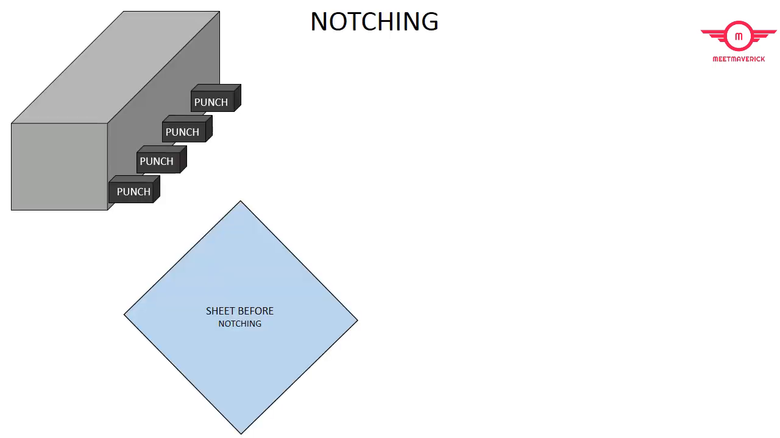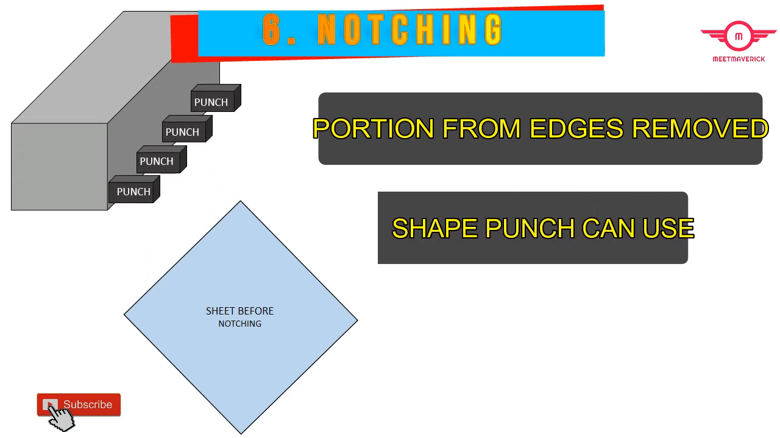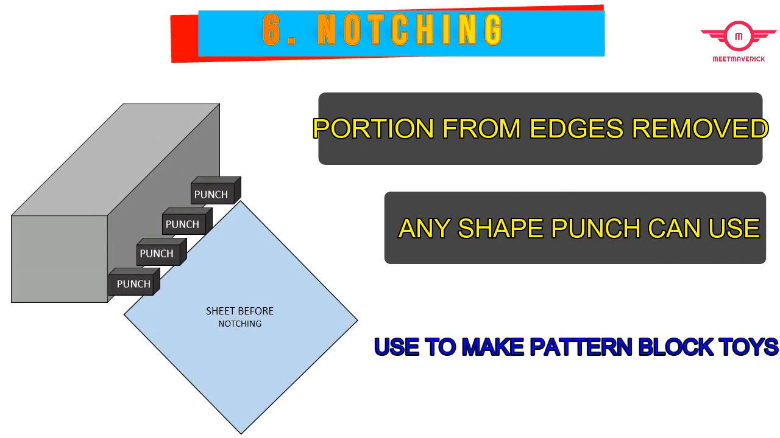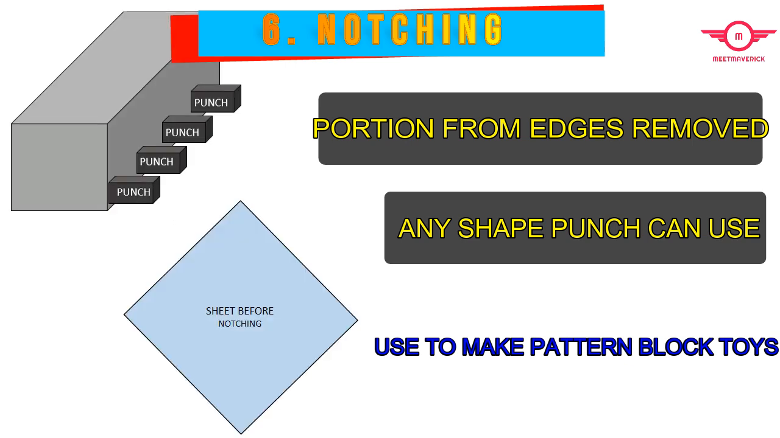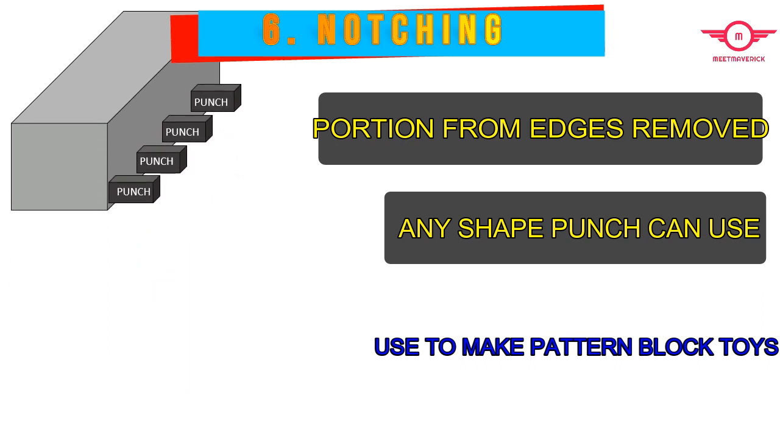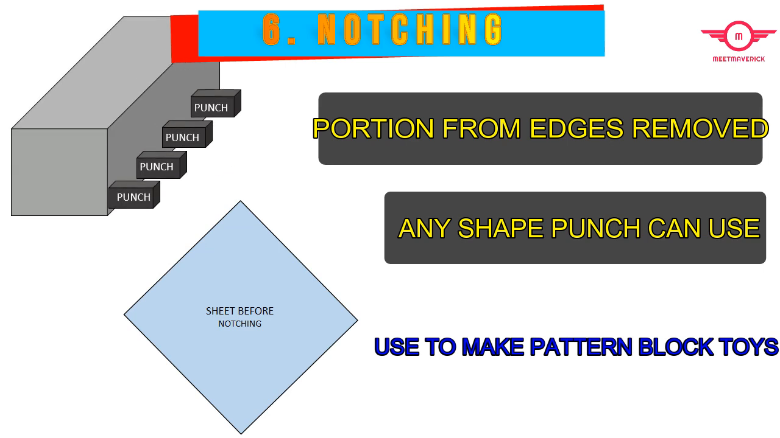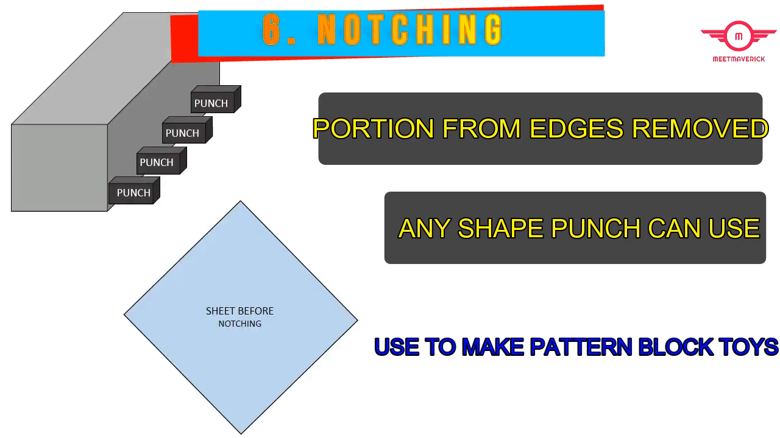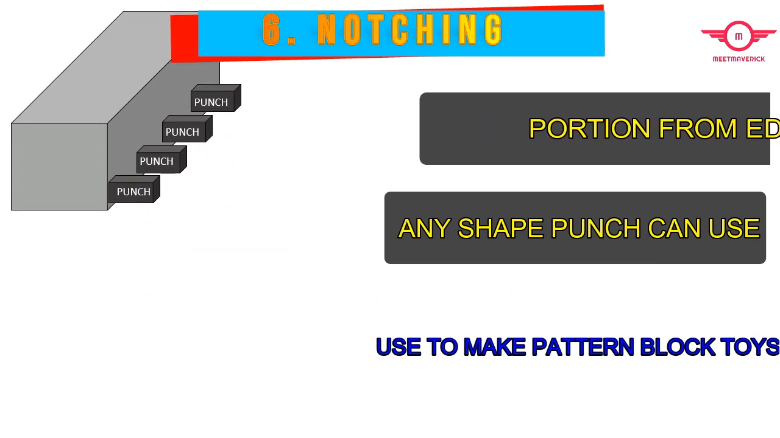Notching. Notching is an operation in which a die is used to cut out various shapes from the edges of a workpiece. In this process, a small part of metal sheet of desired shape is removed from the edge of the metal sheet. This process generates chips or scrap and is used to make various 2D shapes. Vehicle chassis, motherboard chassis, and pattern block toys are common examples of it.